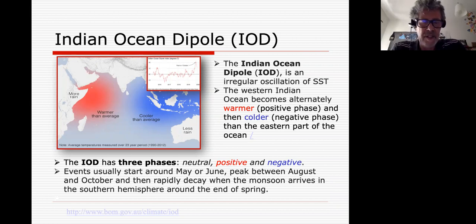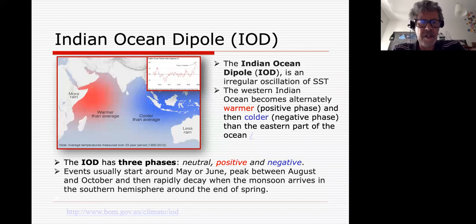But what about the Indian Ocean? We know that the weather pattern here is dominated by the monsoon, but what happens in the ocean? Do we have another mode of variability that is similar to ENSO here? The answer is yes. We do have the so-called Indian Ocean Dipole.